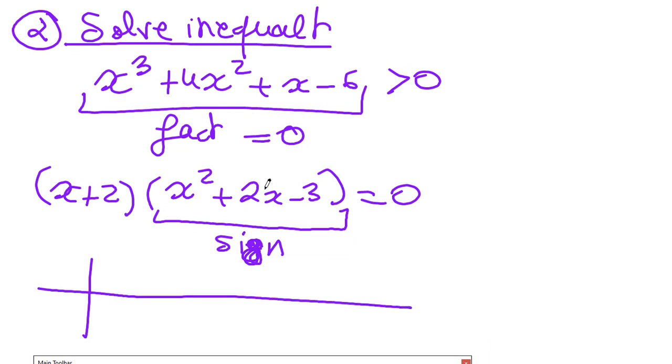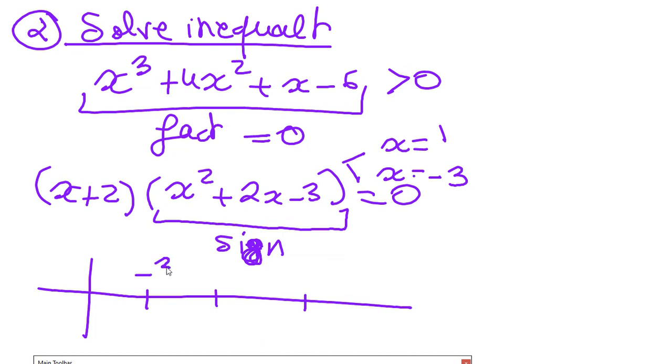The roots of x squared plus 2x minus 3, I have two roots. I have x equal to 1 and I have x equal to minus 3. So those are the roots of this quadratic equation. And now I just need to put the roots in order.